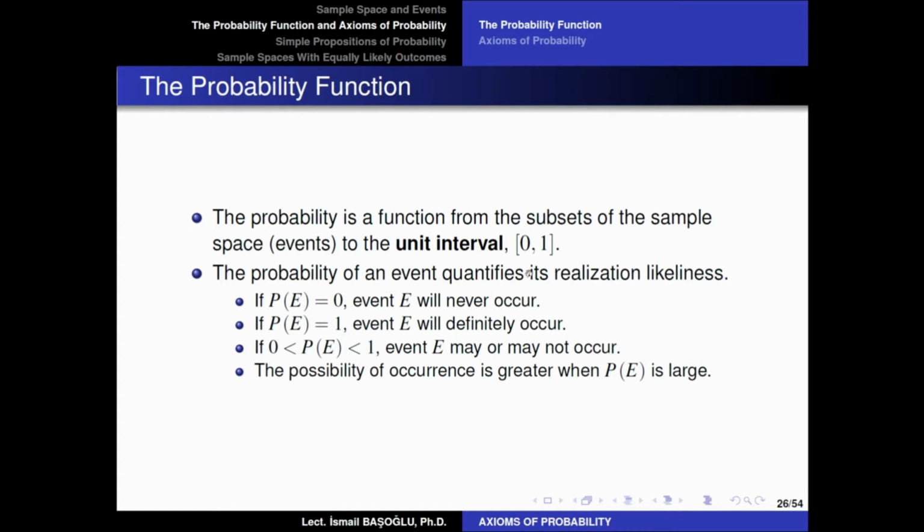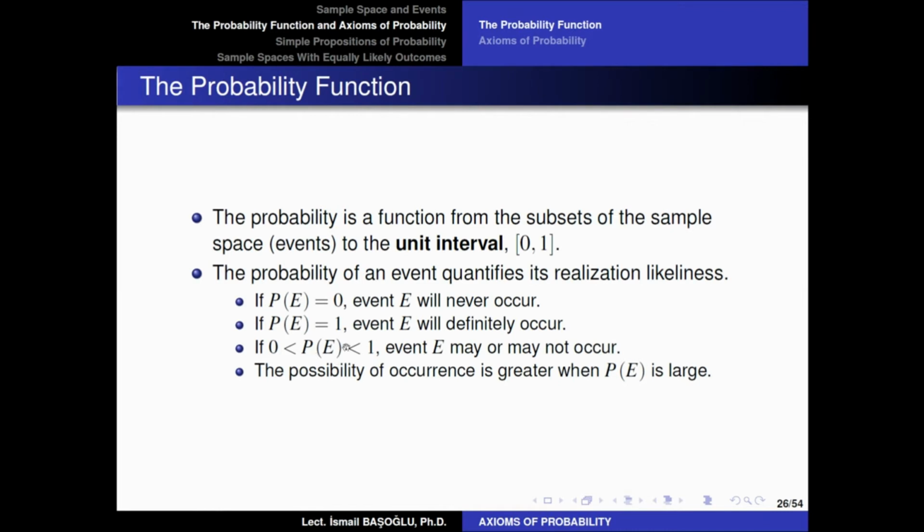The probability of an event quantifies its realization likeliness. So it basically measures the chance of occurrence. The probability is a measure that represents the chance of occurrence or realization likeliness. Now, if the probability of an event E is 0, this means this event will never ever occur. If the probability of an event is equal to 1, then we say this event will always occur, will definitely occur. At any repetition of the experiment, this event will definitely occur.